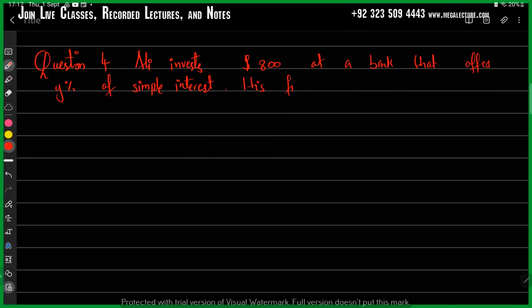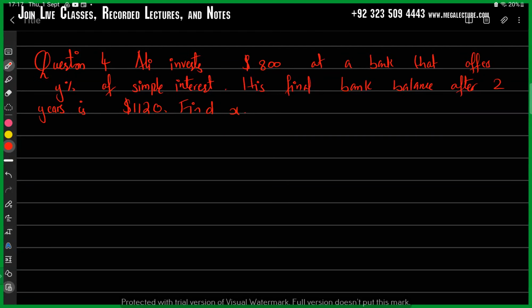His final bank balance after 2 years is $1120. Find X. The very first question that we'd have discussed had the initial amount and percentage rate, and we had to find the final amount.